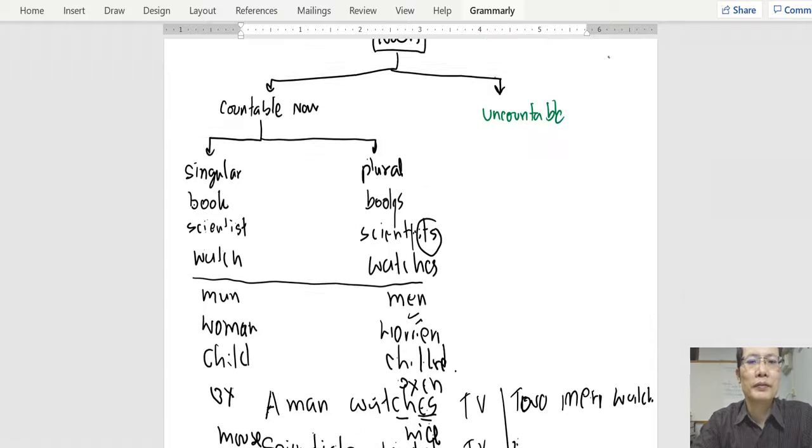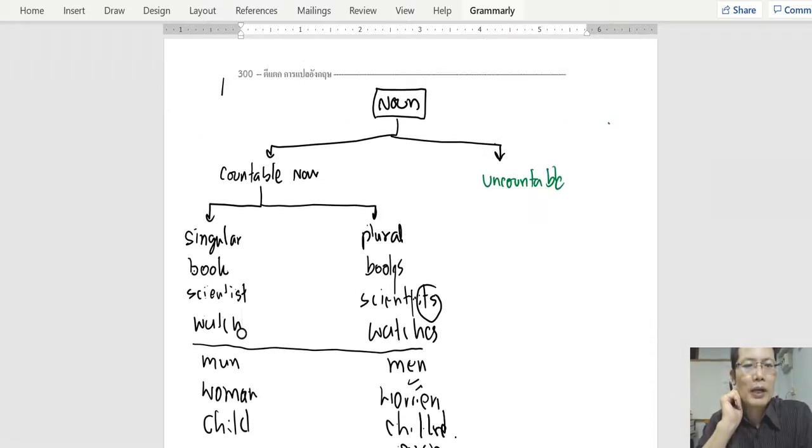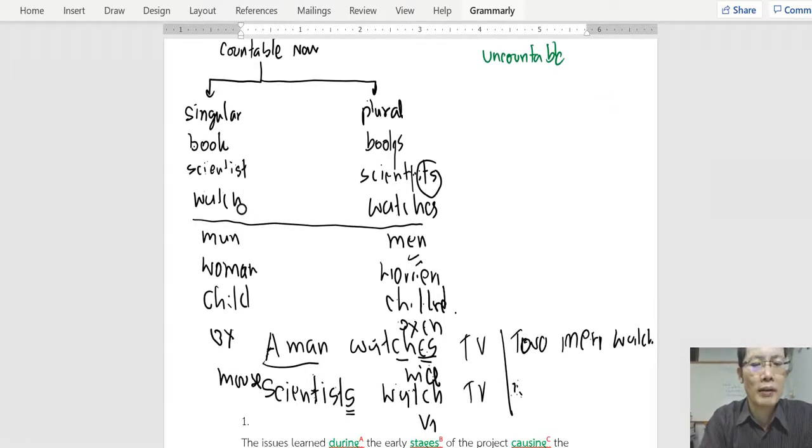This is the form of countable noun. Countable nouns consist of two forms, singular form and plural form. What are the functions of noun? The same functions. The first function is subject. Subject can be both a man. Man is subject. Scientist is subject. Man watches, ES, be careful. That's why we have to learn: singular subject, simple form of verb, present simple tense, S or ES at the end of the verb. But if it is a plural noun, scientists, S at the end of scientist, the verb has nothing to add, simple form, present simple tense. That's why we learn about the functions of noun.